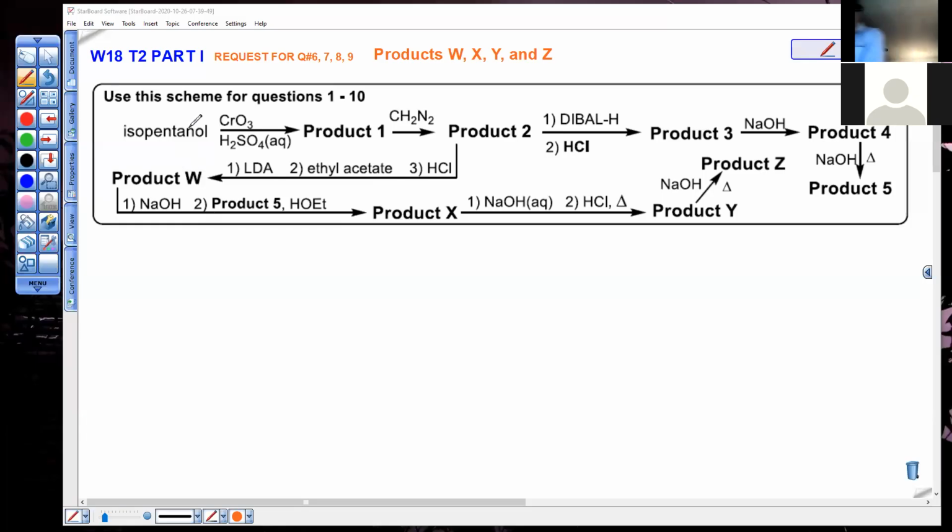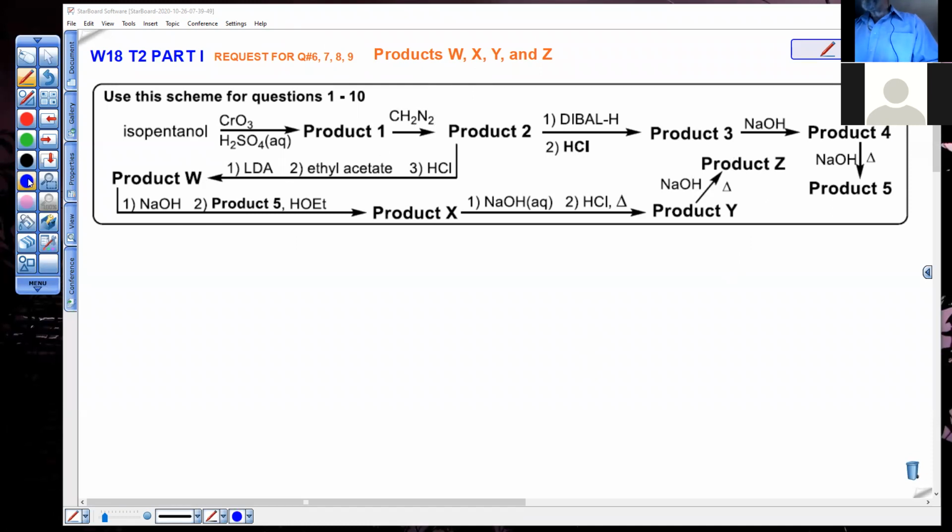We had a request for Winter 18 Test 2 Part 1, specifically questions 6, 7, 8, and 9 in the multiple choice section, and those are referring to products W, X, Y, and Z. So we have to take this whole thing from product 2 downwards here.